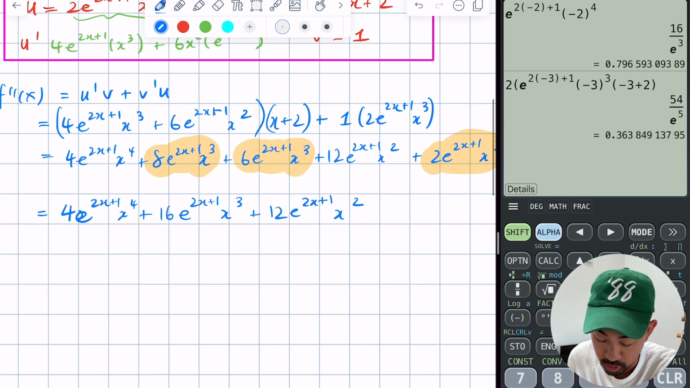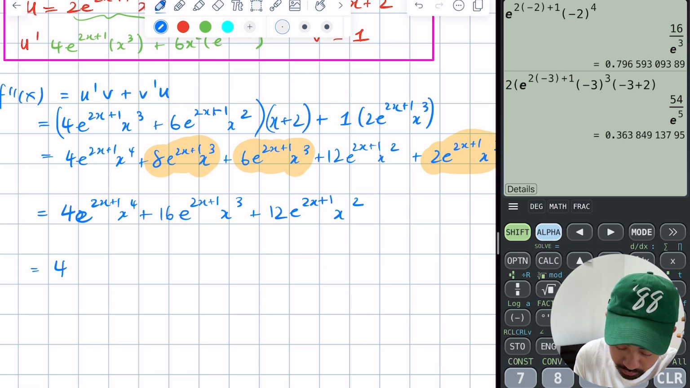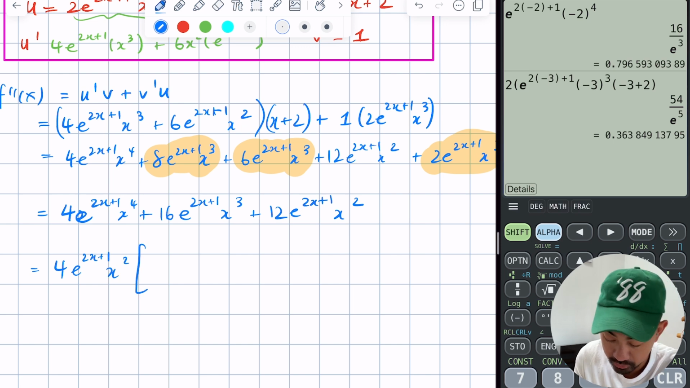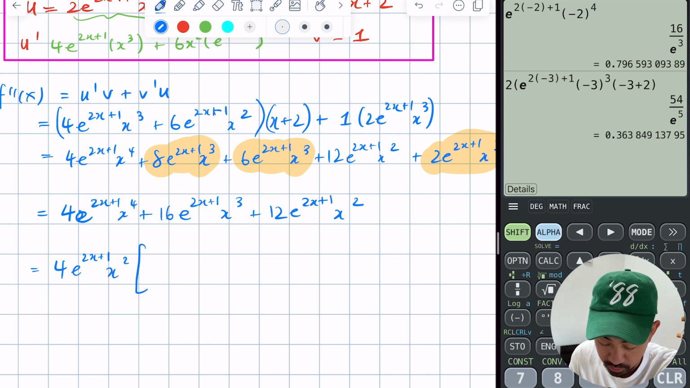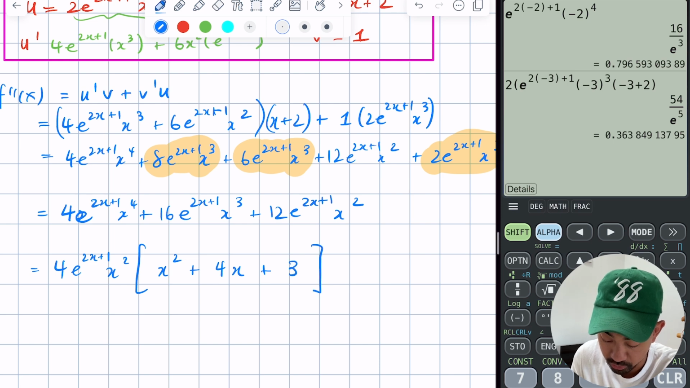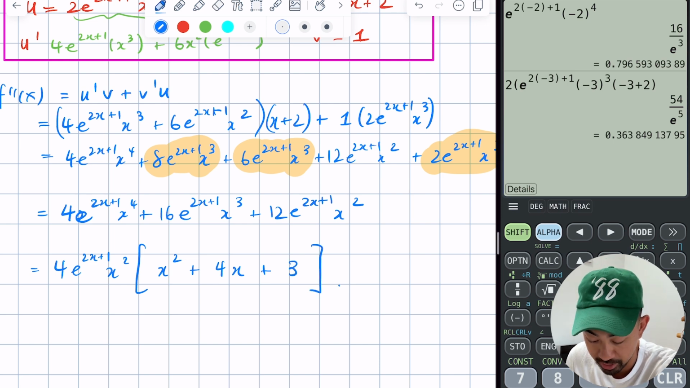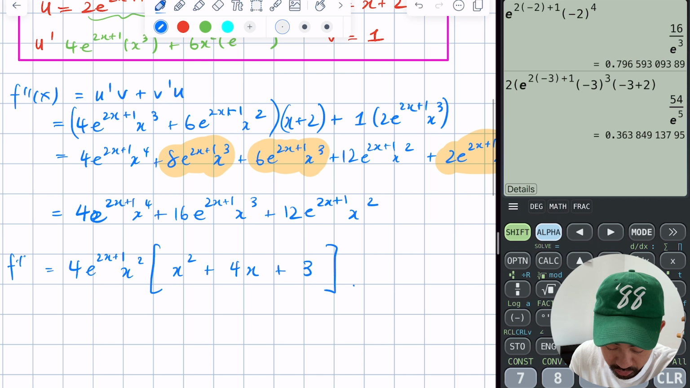Is there anything we can simplify or factorize? I think we can factorize a 4e to the 2x plus 1 and an x squared. Okay, and then the first bit in the bracket is going to be x squared plus 4x plus 3. All right, perfect. So that looks like a quadratic right there. So that is our f double dash x.